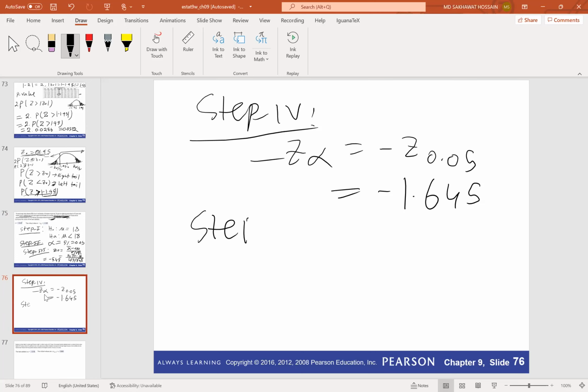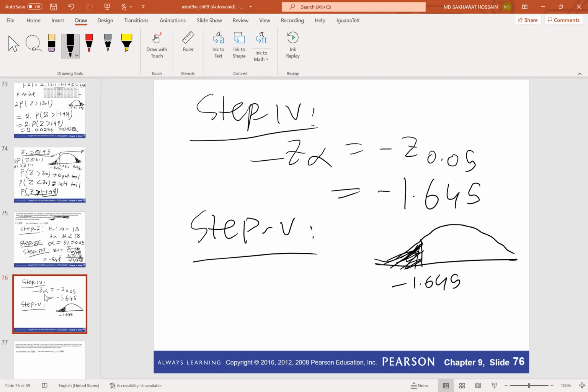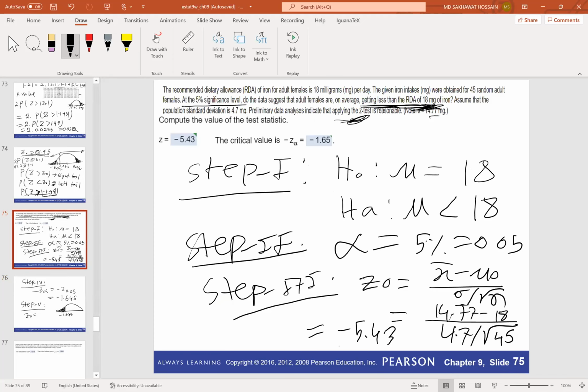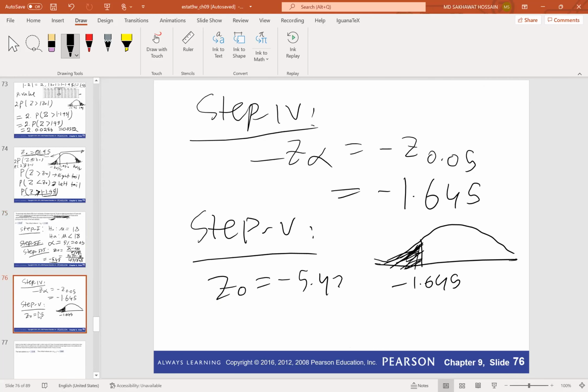So now step 5, we'll make our decision. Draw the normal curve. It's always better to draw the normal curve. Since this is a left-tail test, the rejection region will be on the left side, which is negative 1.645. What is the test statistic? The observed value we found in the previous slide, which is negative 5.43. It is in the rejection region, so our decision will be to reject the null hypothesis.